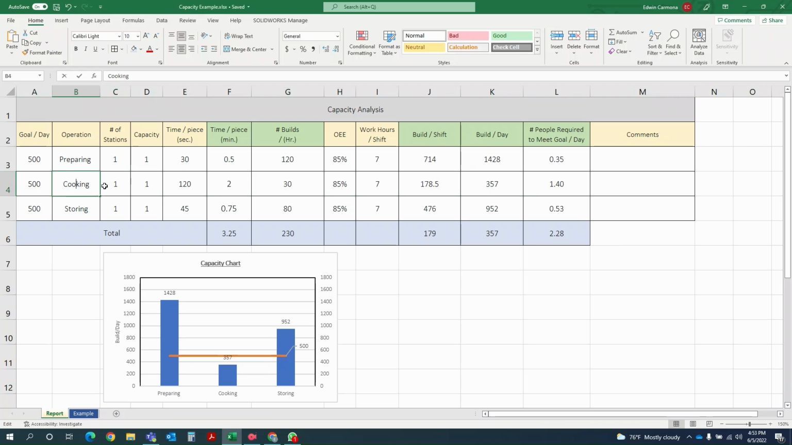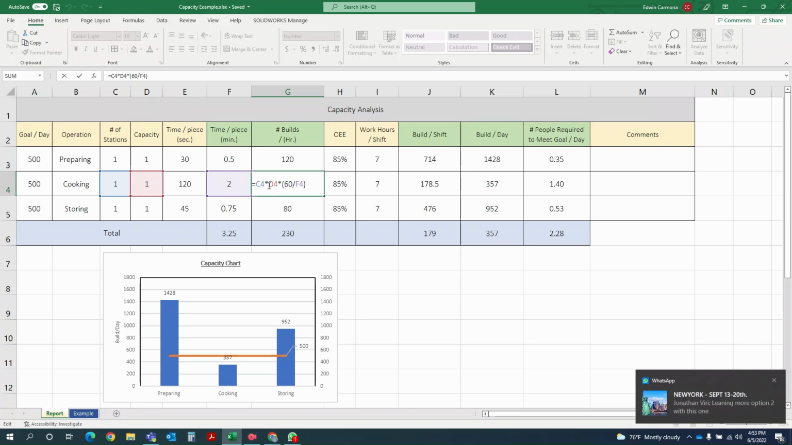So now if I look at cooking, I know cooking, there's only 1 station, 1 capacity. It's just cooking 1 order at a time. It takes me essentially 2 minutes to actually cook. In reality, it's probably about 3 or 4, but let's just leave it at 2. Again, it's stations times capacity. But now you have to consider that there's 60 minutes per hour, so it's 60 divided by this value here.